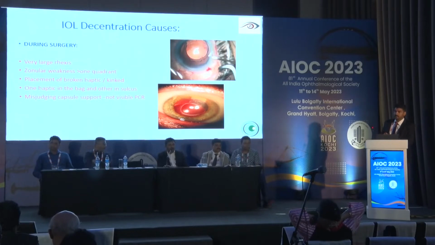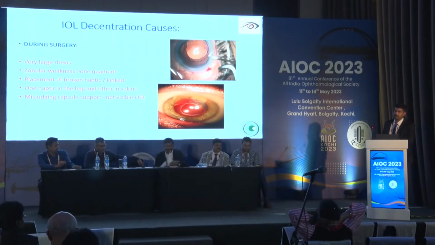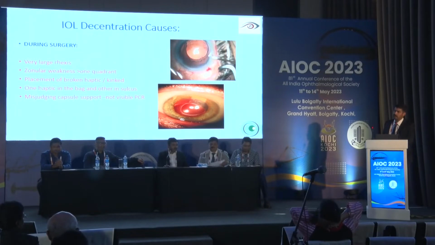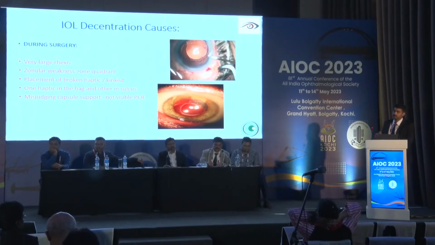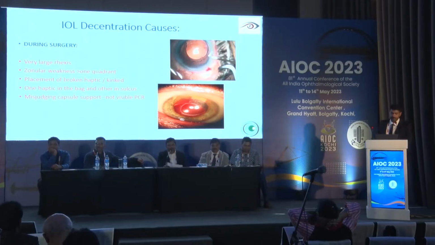So intraoperatively, the most important cause for decentration, which we could avoid, is a very large rhexis. Having a rhexis overlap of about 1.1 mm all round circumferentially on the IOL has been stressed upon, and we all try to achieve it, but we can't fool ourselves, because it is not absolutely a repeatable thing. There could be times wherein even after we try our best, there could be a rhexis which is not overlapping the IOL, and this could cause a decentration in the postoperative period.